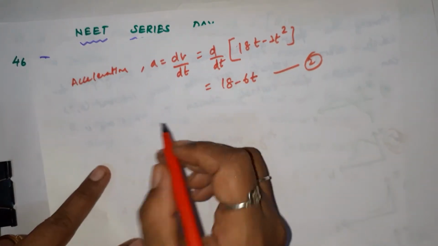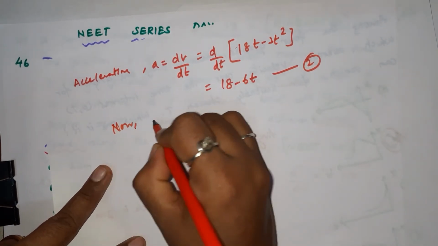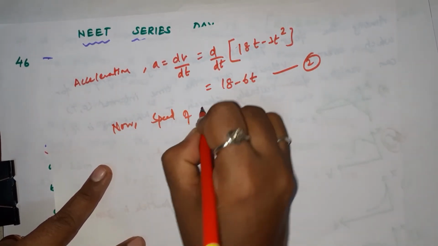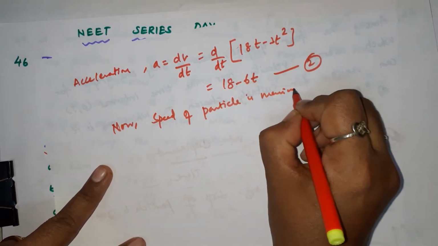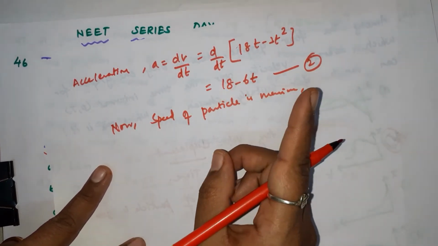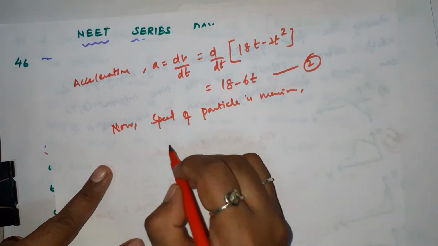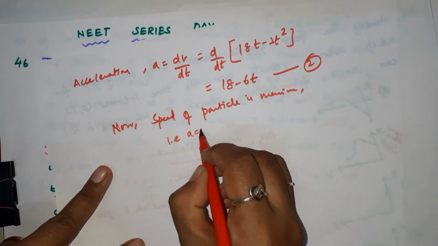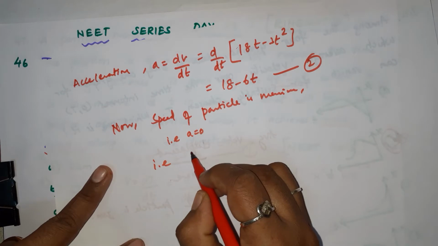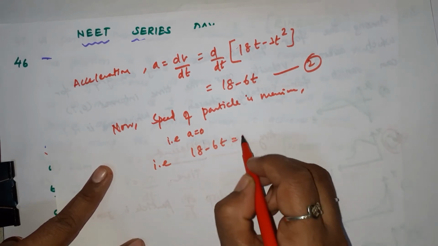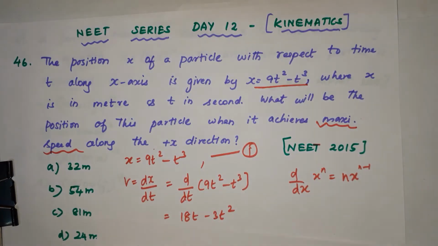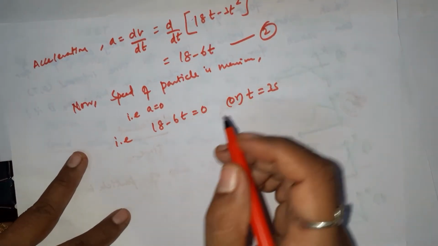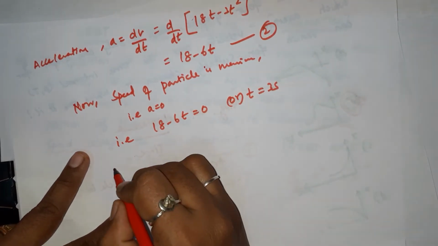Now, the speed of the particle is maximum when its acceleration is 0. So we take a equal to 0, that is 18 minus 6t equals 0, so t equals 3 seconds. Now putting this in equation 1, we solve.